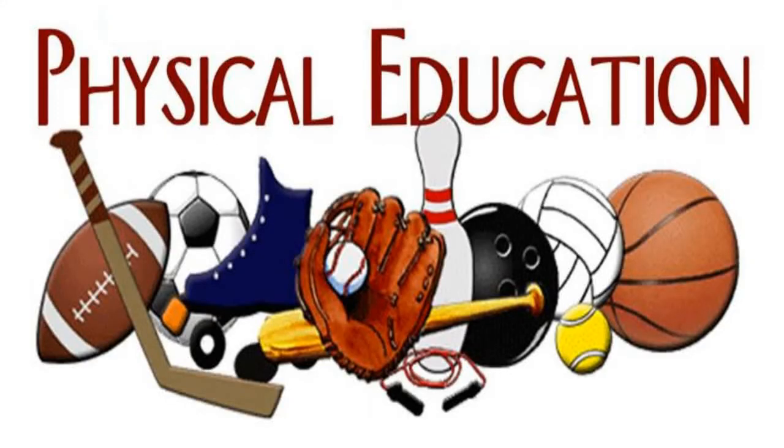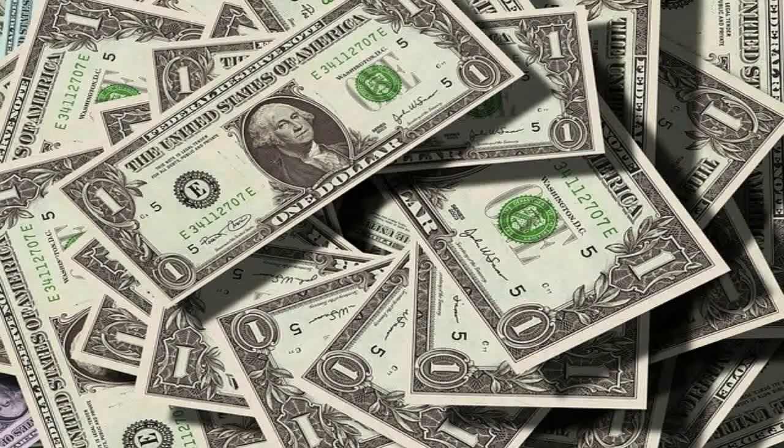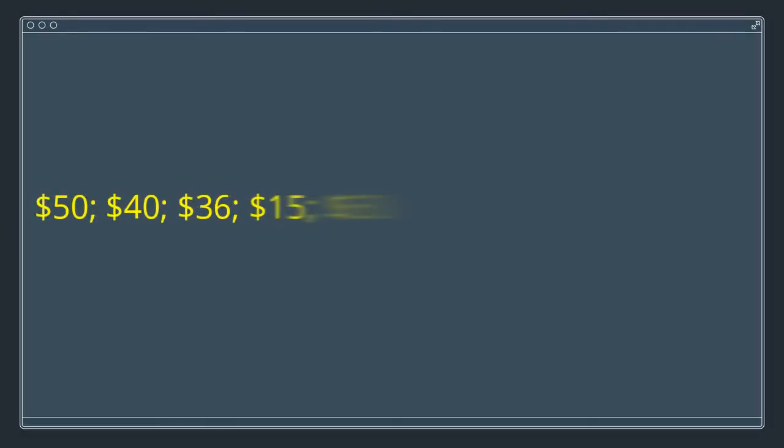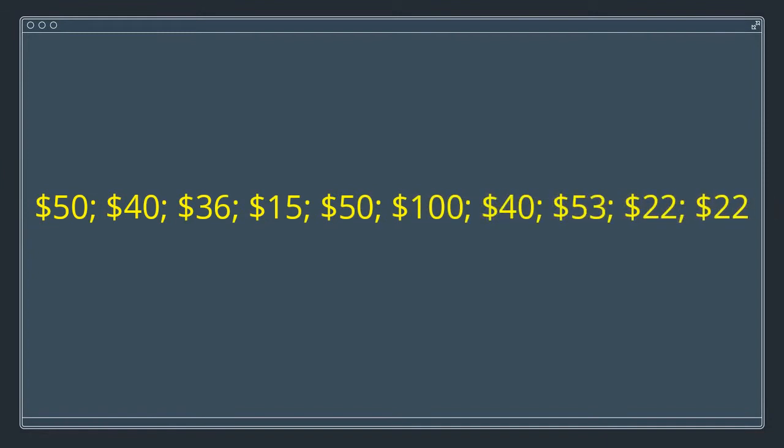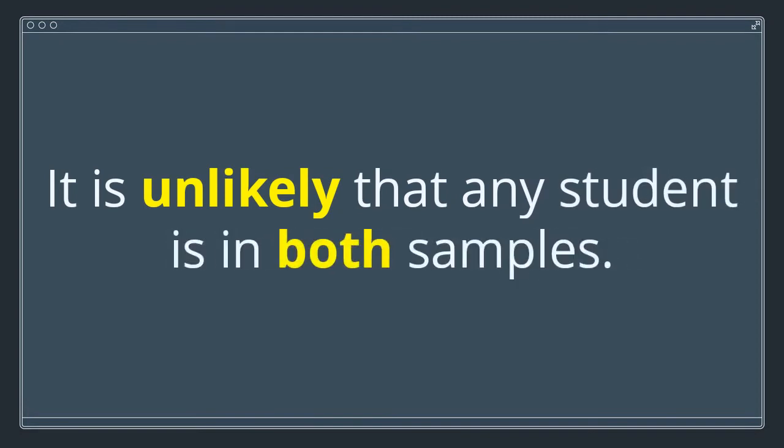The second sample is taken using a list of senior citizens who take physical education classes and taking every fifth senior citizen on the list, for a total of 10 senior citizens. They spend $50, $40, $36, $15, $50, $100, $40, $53, $22, $22. It is unlikely that any student is in both samples.